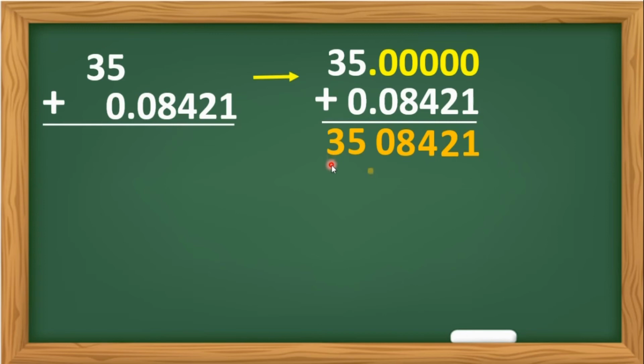And then bring down 3. And then the last step is to put a decimal point aligned from the addends to the sum. Our answer is 35 and 8,421 hundred thousandths. So these decimals, 35 and 8,421 hundred thousandths, are called addends. And 35 and 8,421 hundred thousandths is our sum.